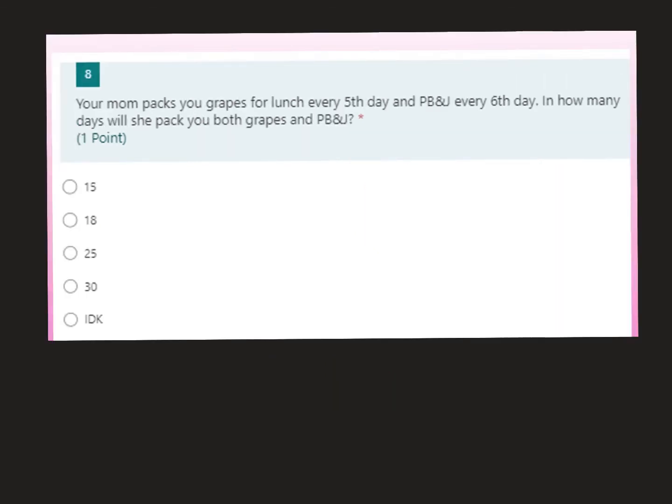Number 8, your mom packs you grapes for lunch every 5th day and PB&J every 6th day. And how many days will she pack you both grapes and PB&J? So if you don't remember that word both right there, it tells me this is going to be LCM. So in order to find your least common multiple, you have to list all of your multiples of the two numbers. We have 5 and we have 6. List our multiples of 5, list our multiples of 6.